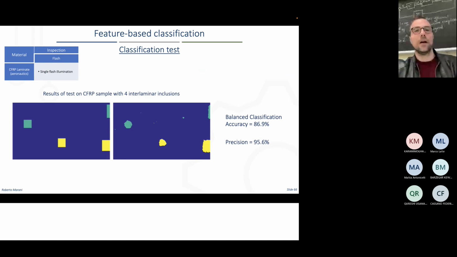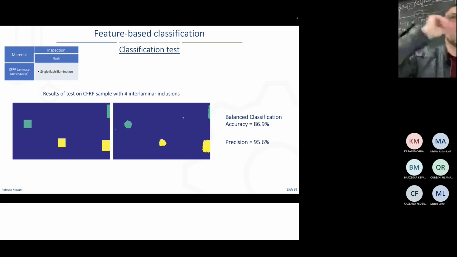Now, the same procedures are also used for flash thermography, with another material. The previous one was a glass fiber, and this one is carbon fiber. So to test the generalizability of the method with respect to the excitation, flash instead of long pulse, and the material inspected. Also, in this case, we get a good balanced classification accuracy, 86.9%.